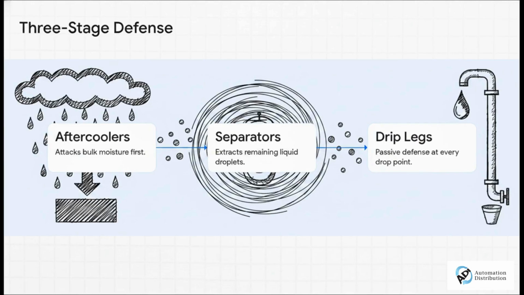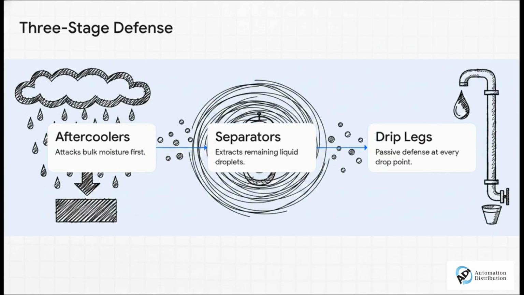No single device can eliminate all moisture at once. There's just no magic bullet. We need a 3-stage layered defense, with each stage targeting a very specific form of water. Step 1 attacks the bulk moisture. Step 2 hunts down the droplets. And Step 3 acts as your final passive defense.